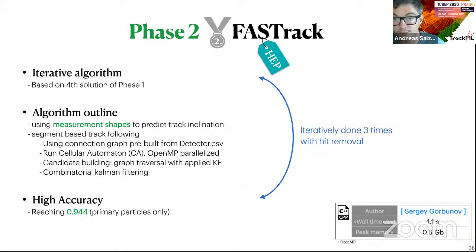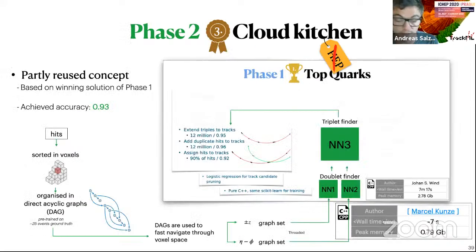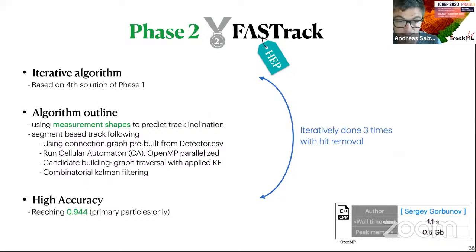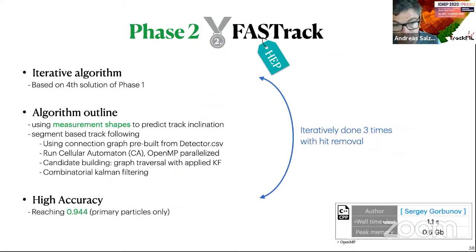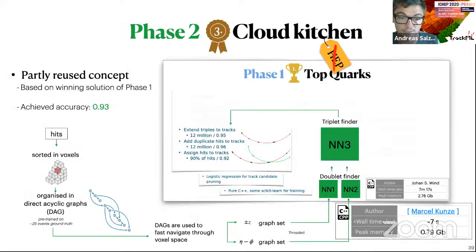The phase 2 runner-up is also a HEP member. He has a rather similar solution in terms of combinatorial approach, but with a very nice addition. It basically builds a graph, and then to estimate whether the hit is good or not, it traverses the graph with a Kalman filter. And this is also extremely fast, about 1 second per event with the same accuracy.